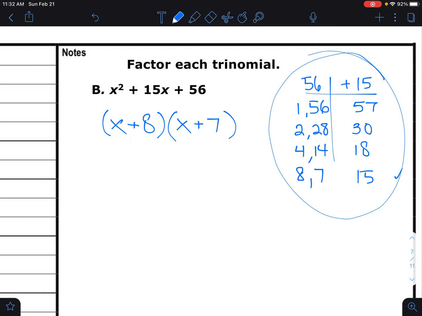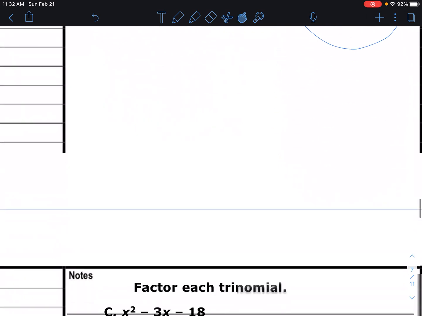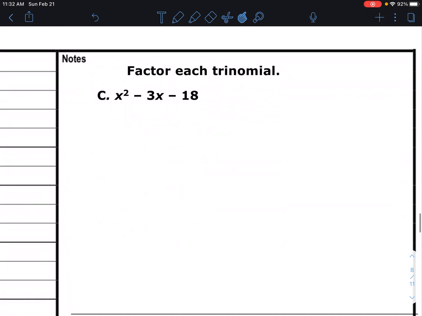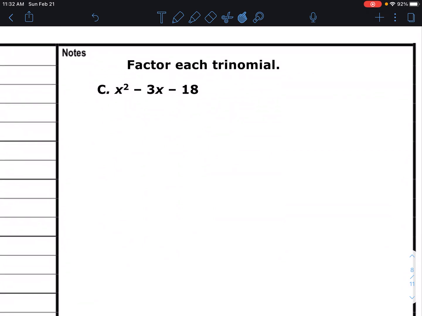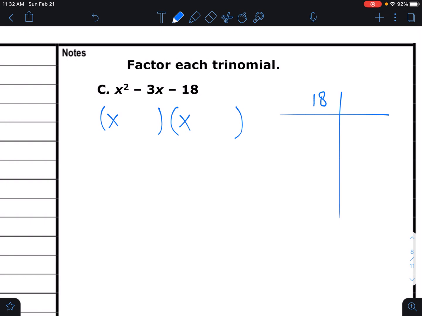Now that you've hopefully got the hang of this, what about negatives? You have to be careful. The key with integer addition and multiplication is understanding how those signs work. So again, I'm going to start by doing this. What are some numbers that multiply to be 18? Well, it's negative 18, but I'm just going to start with 18. I've got 1 and 18, 2 and 9, 3 and 6.